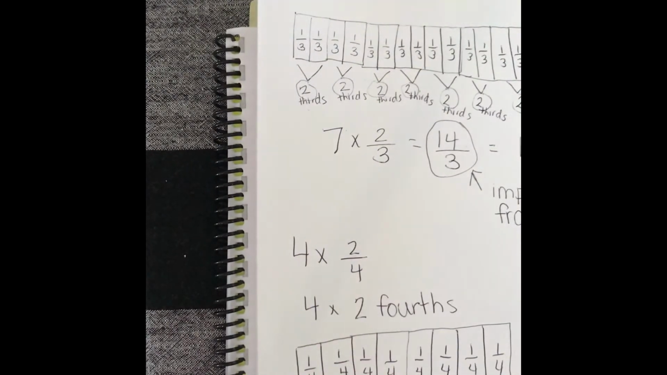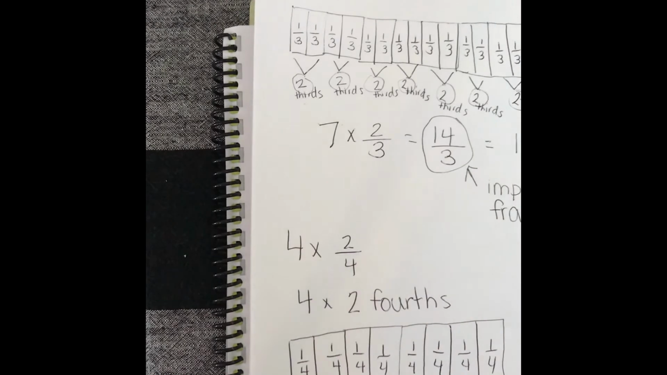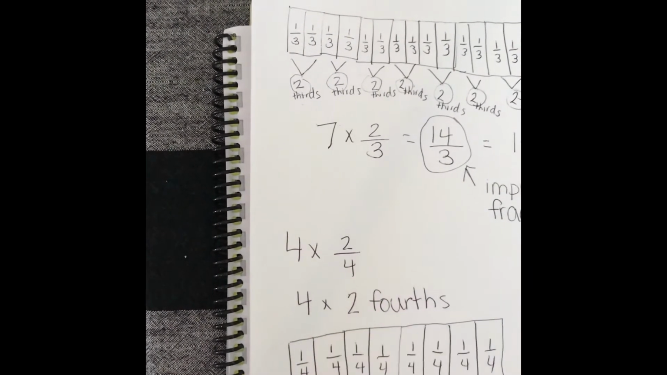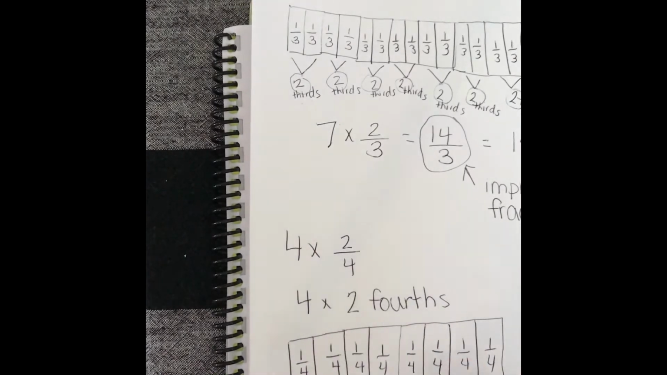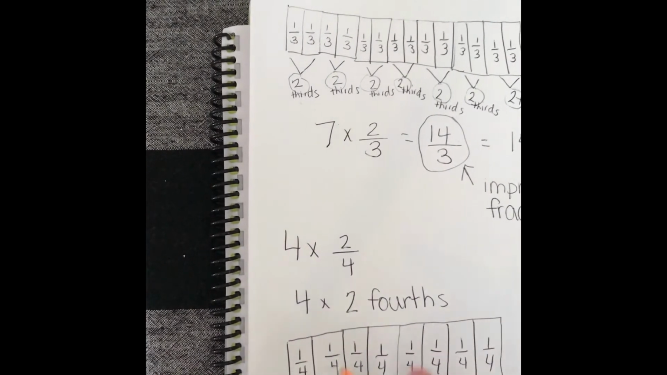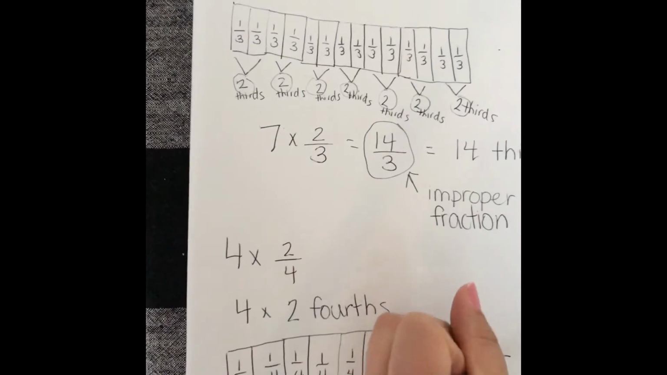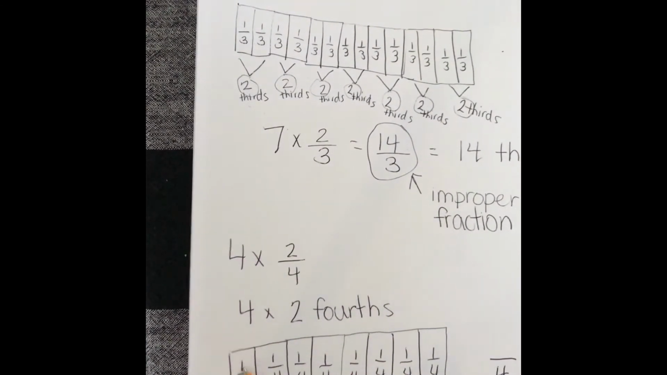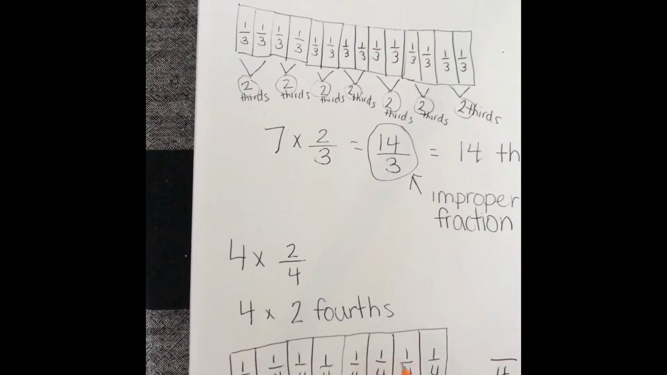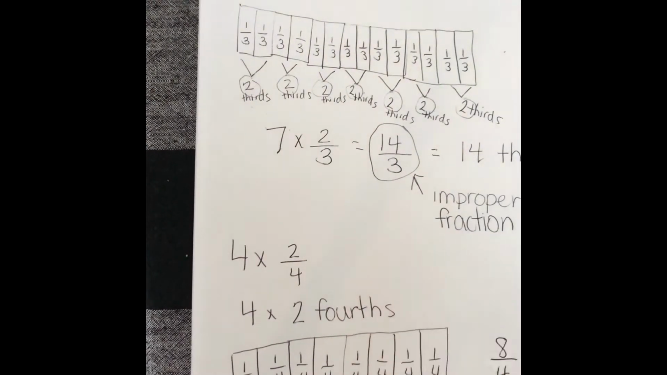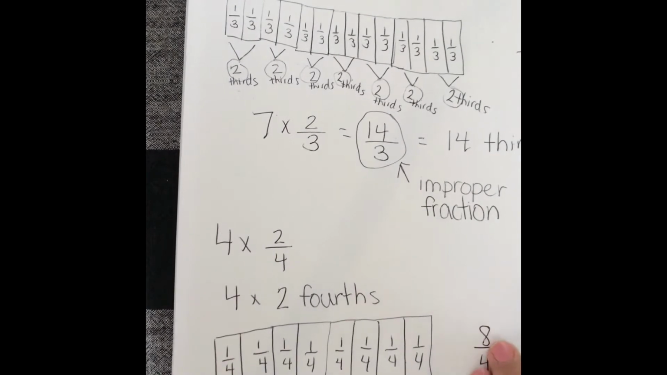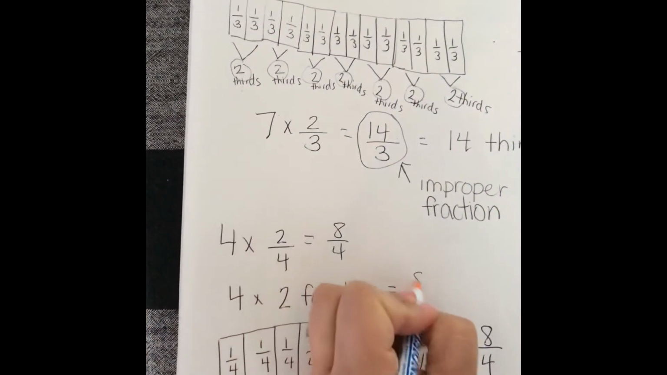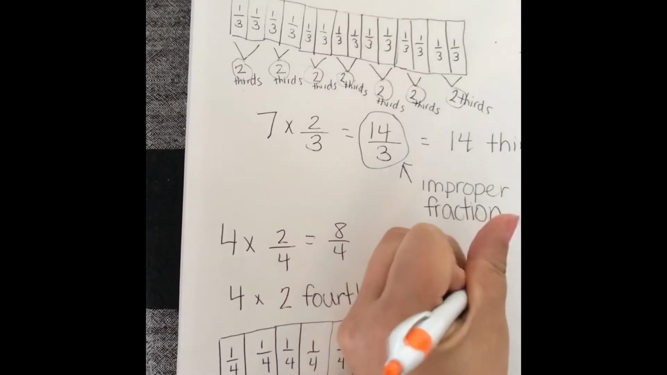Awesome job. So hopefully you saw that we did 2/4 4 times. Let's double check. 1, 2, 3, 4. So now we can add them up. We know because our denominator is the same that it's going to stay the same, and we're trying to see how many fourths there are. So let's see. 1, 2, 3, 4, 5, 6, 7, 8. So it equals 8/4. We can write it up here, or we could also write 8/4 in the unit form.